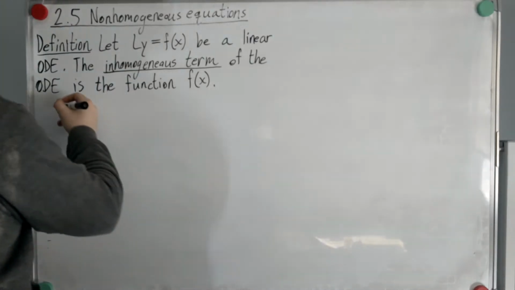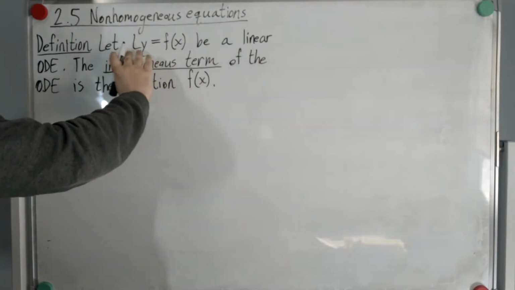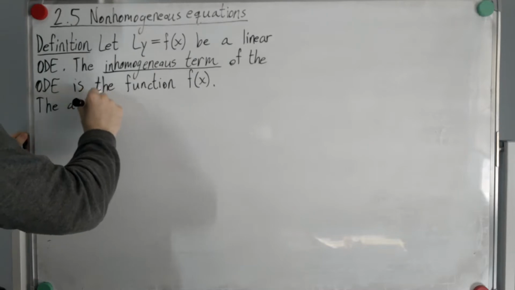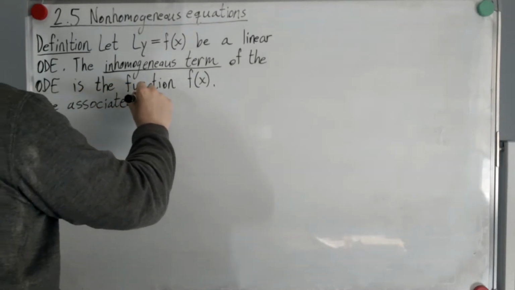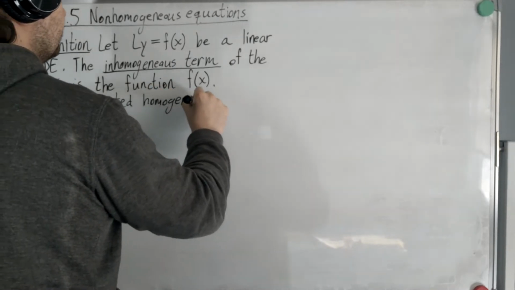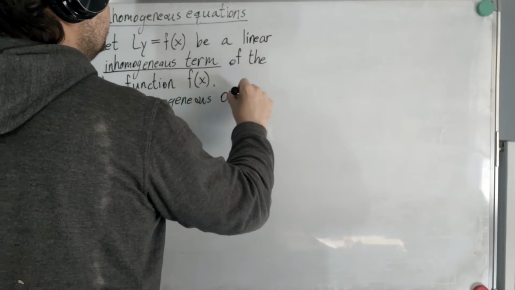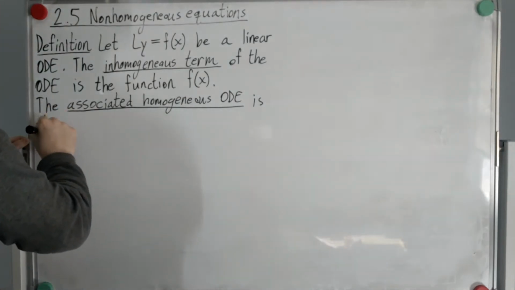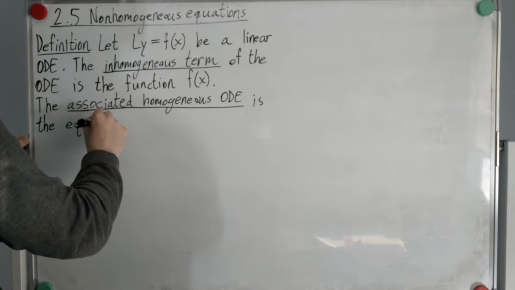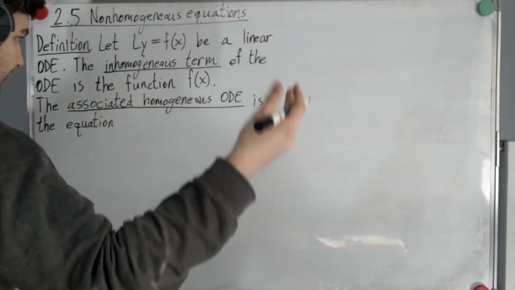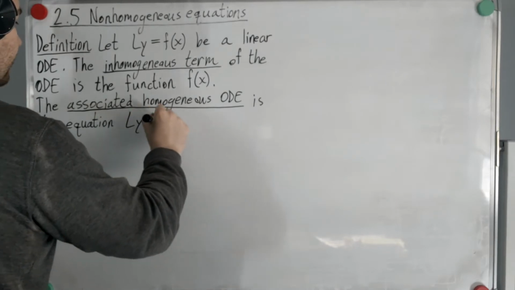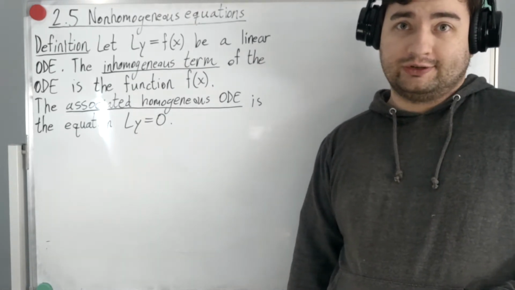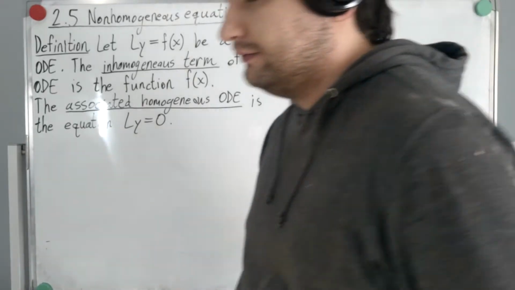So, another definition. Again, let Ly equal f of x be a linear ODE. The associated homogeneous ODE is the equation, well, the differential equation, the ordinary differential equation, Ly equals 0. So the associated homogeneous ODE is when you take the inhomogeneous term and you just pretend it's 0. That's it. Okay.